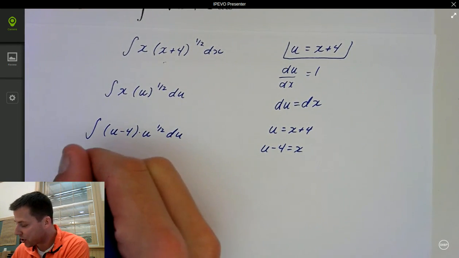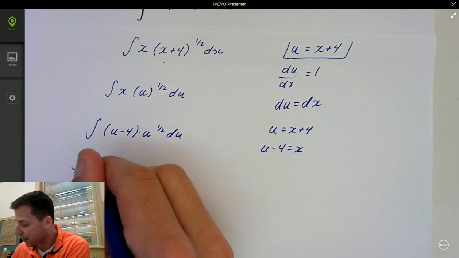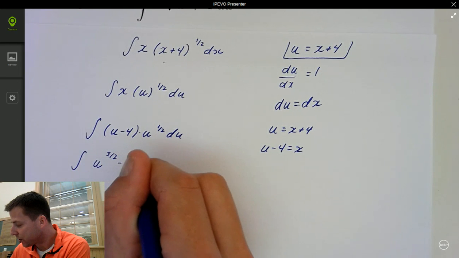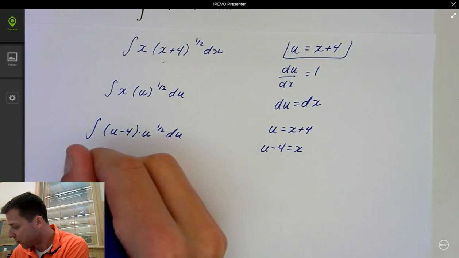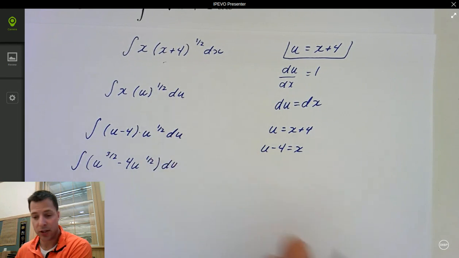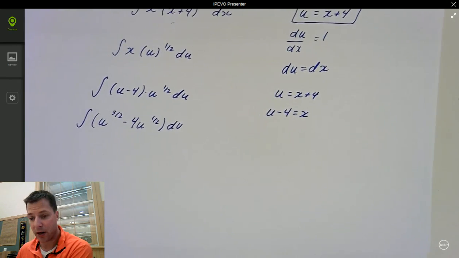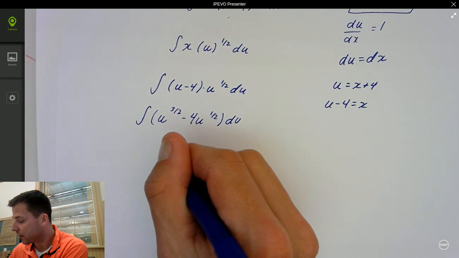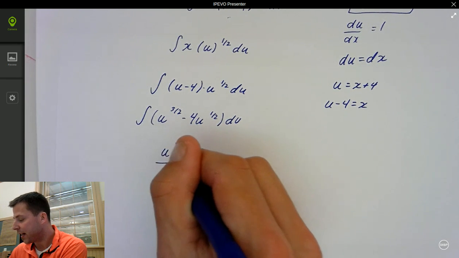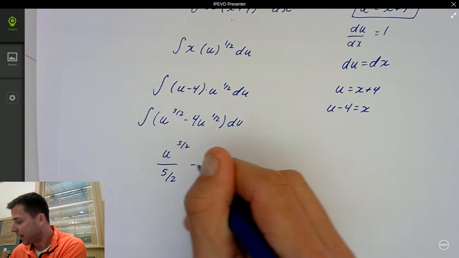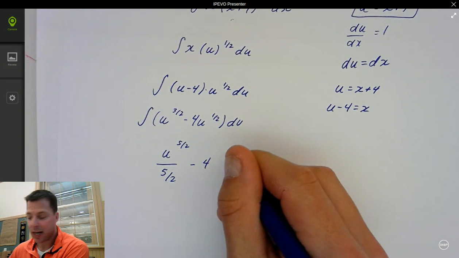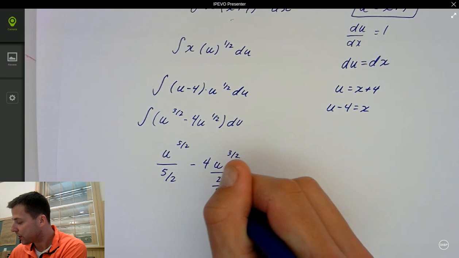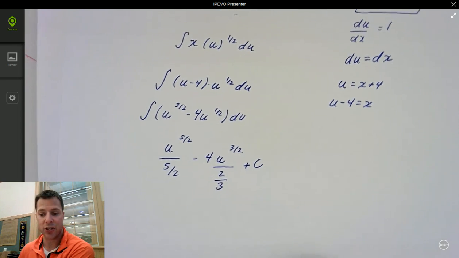And so now I'm just going to multiply through. So I'm going to have u to the 3/2 minus 4u to the 1/2, and we're going to do du. And so now I can integrate using the power rule. Okay, so I'm going to go ahead and do that. If I add 1 to the 3/2, I get u to the 5/2 divided by 5/2, minus 4, and then I add 1 to that, I get u to the 3/2 over 3/2, all plus c. Now I haven't changed back yet.